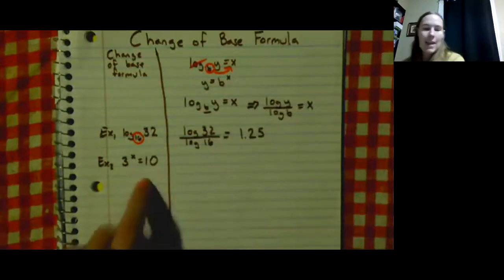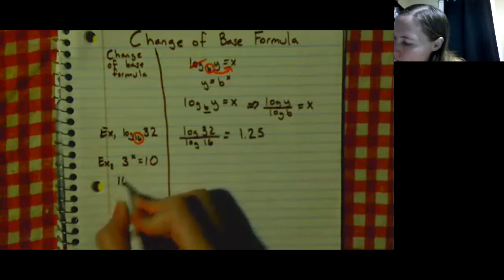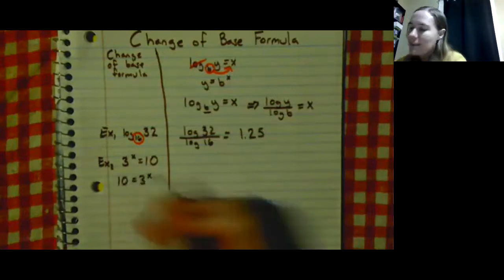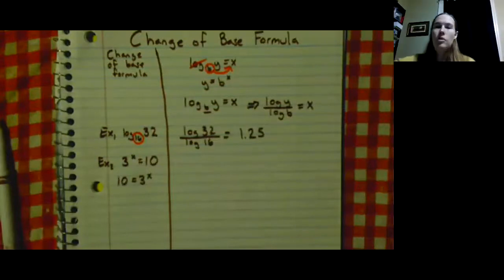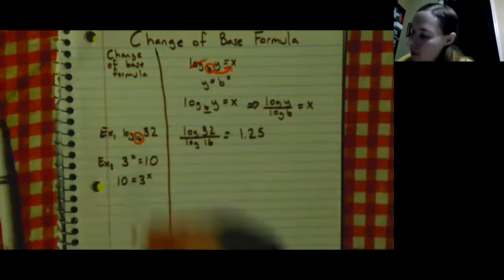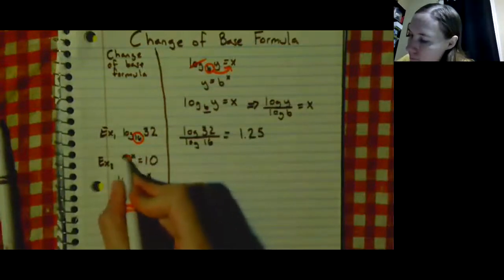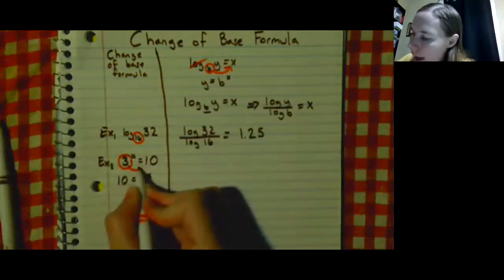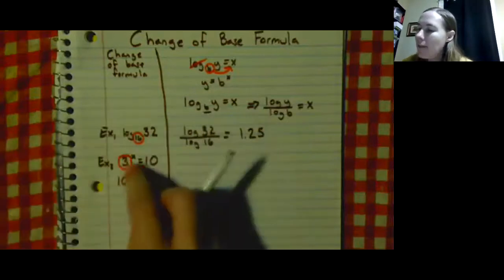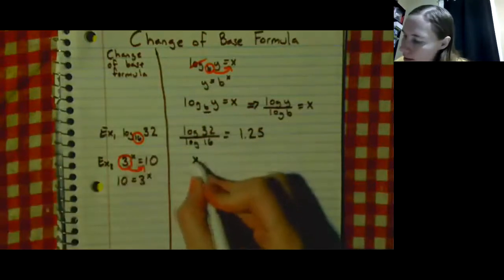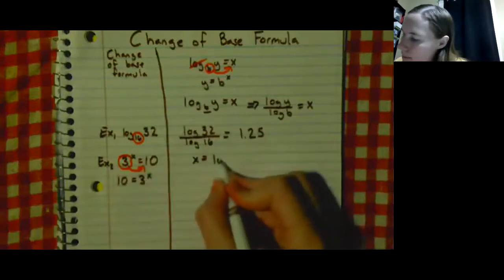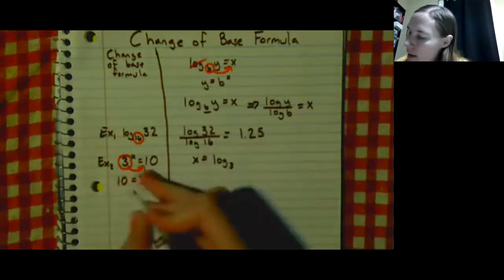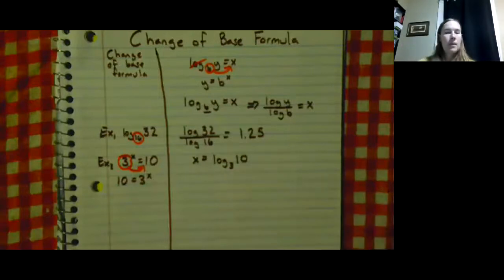Remember, this thing is the same thing as saying 10 equals 3 to the x. These are the same thing. So if you're used to drawing your circle and moving one way or the other, you can always rewrite it. So I'm going to circle my base and move it to the other side. So all I have left on this side is my x equals. Now my 3 is going to be the base of my log of 10.